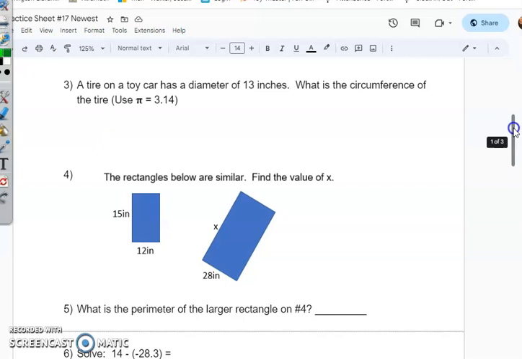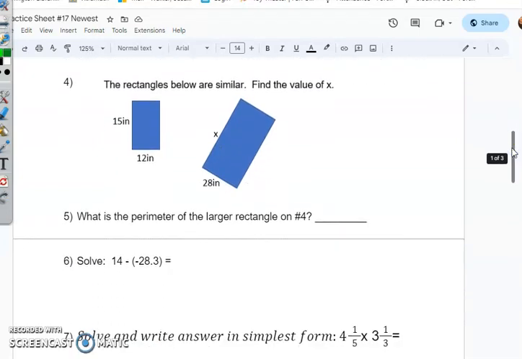Number 4. The rectangles below are similar. Find the value of x. So hopefully we know. I would do small to big, right? So I'm going to start this and you're going to finish it.